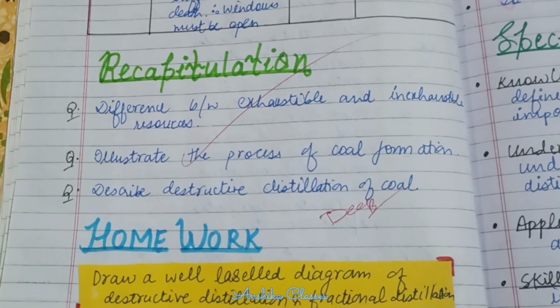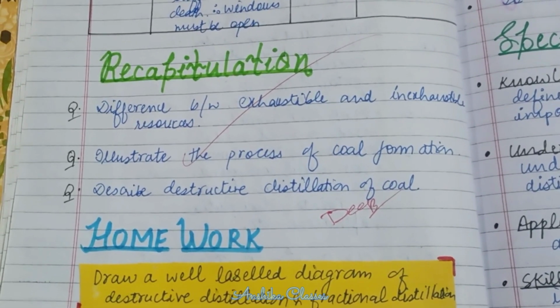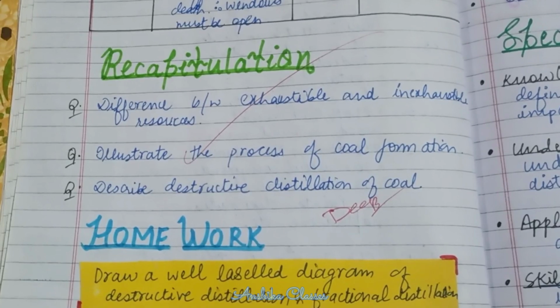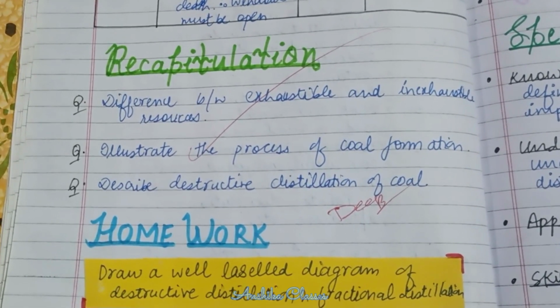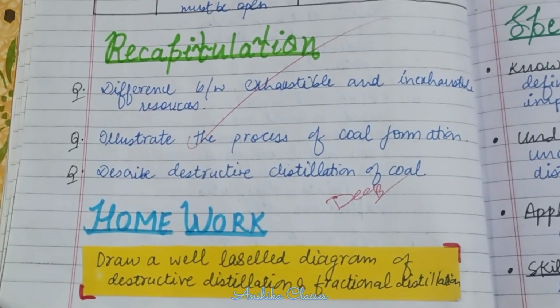Recapitulation: what is the difference between exhaustible and inexhaustible resources? Illustrate the process of coal formation. Describe destructive distillation of coal. Homework: a well-labeled diagram of destructive distillation.